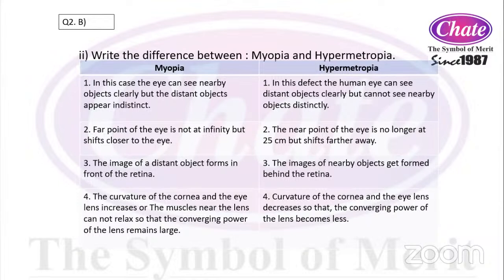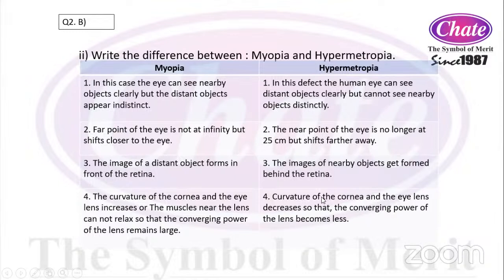In myopia, the eye can see nearby objects clearly, but distant objects appear indistinct. In hypermetropia, the human eye can see distant objects clearly, but cannot see nearby objects distinctly. Again, for myopia, the first point is about the definition. Second point, what happens in it? The far point of the eye is not infinity, but shifts closer to the eye. Yes, as we know that we cannot see distant objects clearly. That means the far point has shifted closer than infinity.